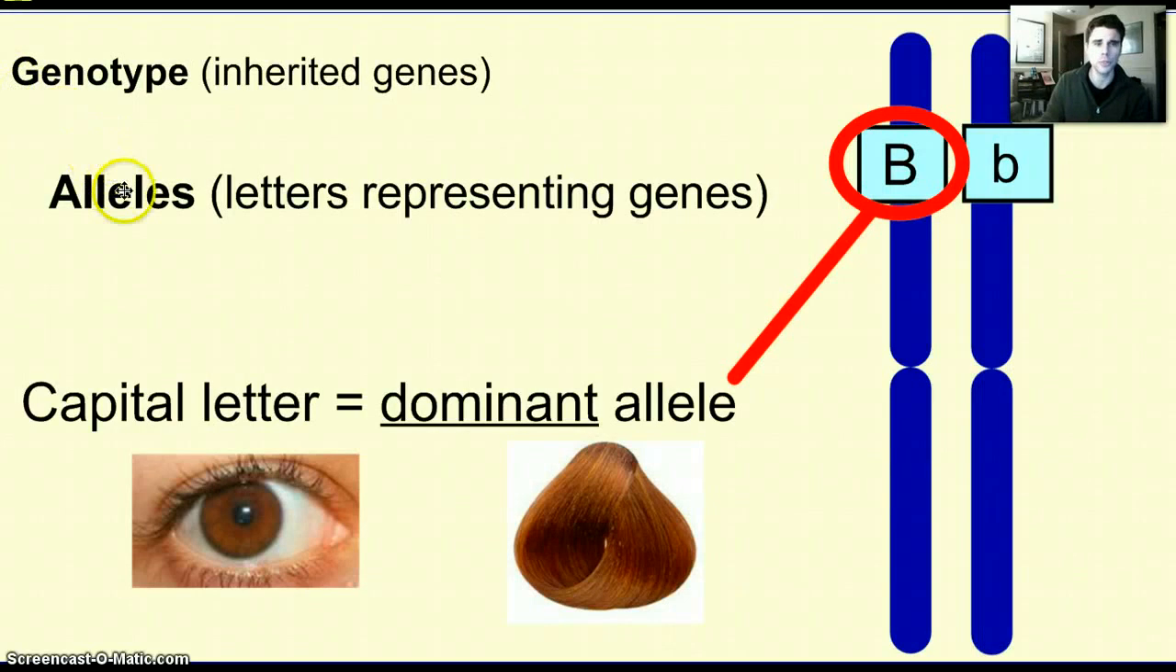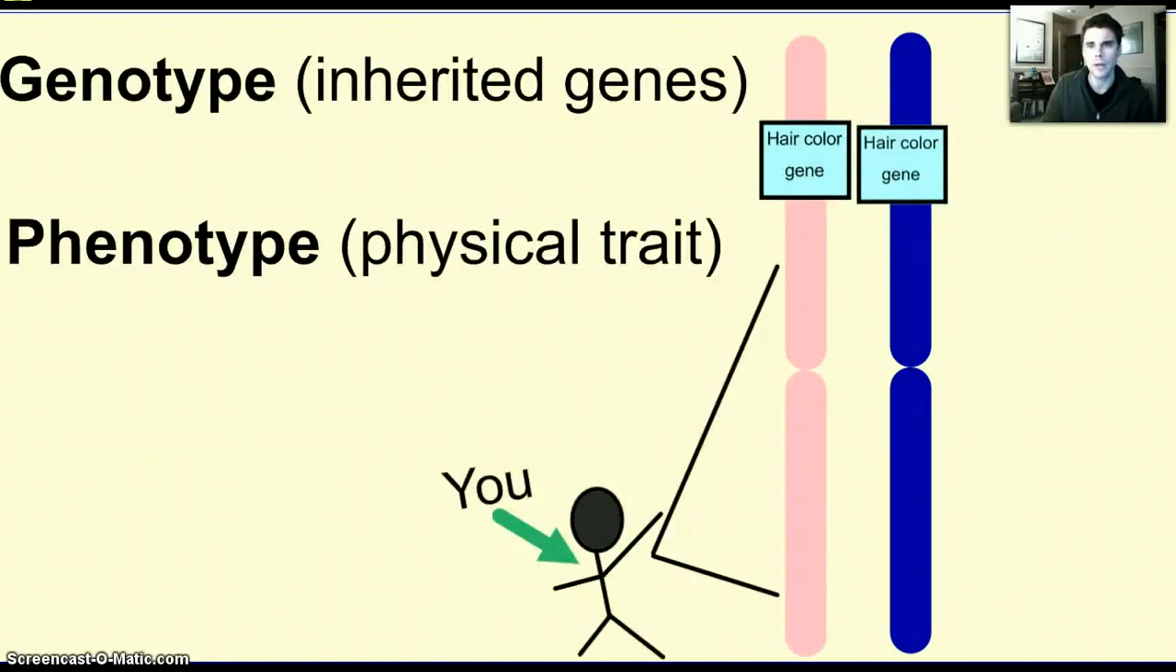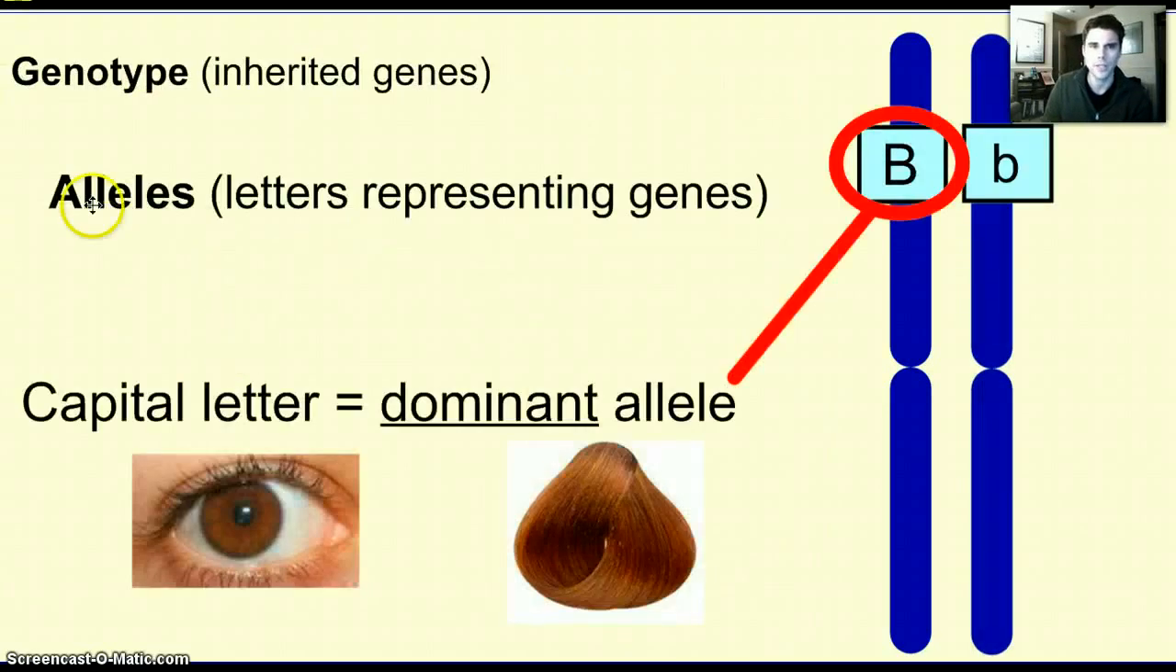Some other terms: geneticists don't refer to genes as the brown hair gene or the blonde hair gene. It's too complicated. They use a shorthand, a system of letters, and we call these alleles. So alleles are letters that represent the different genes that we're looking at. If the letter is capital, that means it's dominant. It's a stronger allele. Some traits that are determined by dominant alleles would be brown eye color or dark hair color.